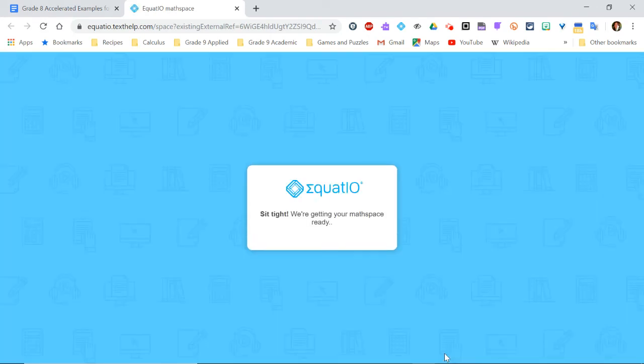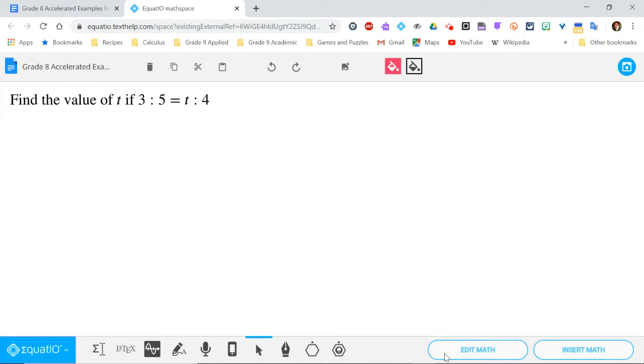So this was another question where lots of students struggled in the MathSpace version that you were working on. It says, find the value of t if 3 is to 5 as t is to 4. Basically, we're looking for equivalent proportions. In this question, I'm going to use the handwriting tool, though you could type it if you want. A ratio can be written as a fraction, so this is like having 3 over 5 equals t over 4.